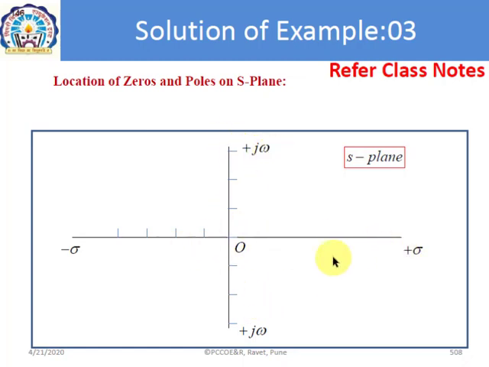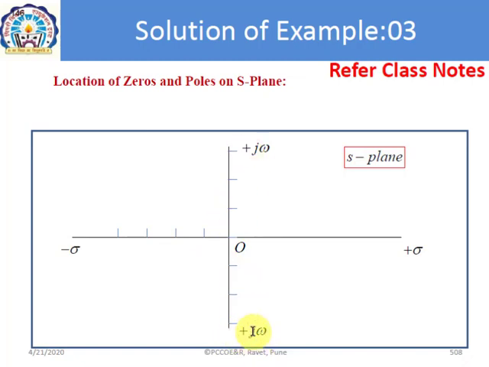So sigma is the real part and j omega is the imaginary part, and sigma may be positive or negative. If it is positive, then the system becomes unstable. If it is negative, the system becomes stable. So the right half of the S plane is with a positive real part, and the left half plane is with a negative sigma value. Similarly, you can find for plus j omega, and here it is a minus.